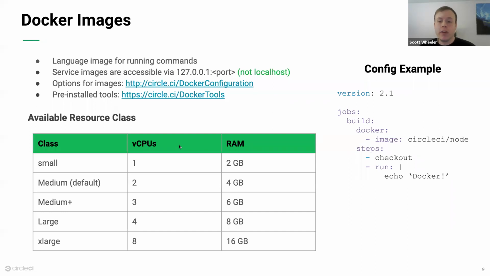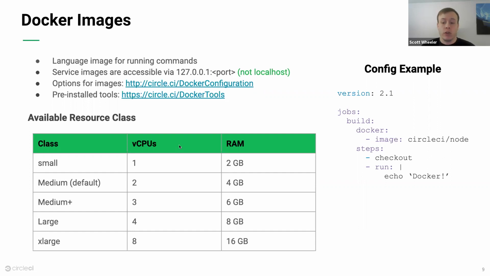A couple of notes on Docker images. Each resource class will cost a different amount of credits. The larger the resource, the more credits they will consume per minute. Service images such as Postgres or Redis are not available at localhost. You must use 127.0.0.1 followed by the port.